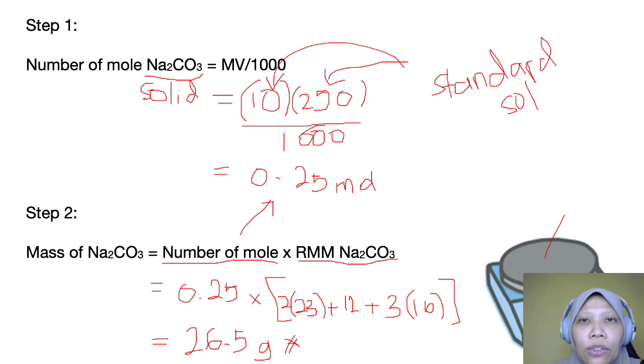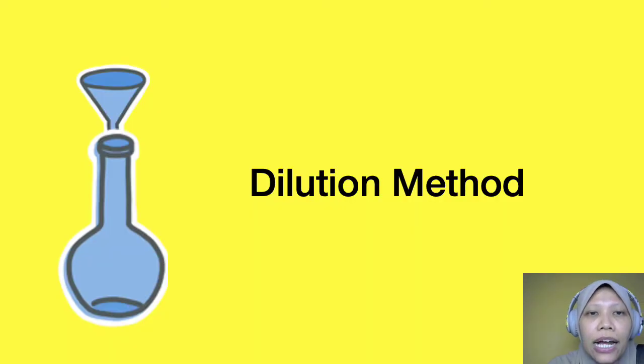Okay, so tadi ingat tak cikgu cakap standard solution ni kita guna sebagai stok. Stok maksudnya kita simpan, mungkin besok ke ataupun selepas itu kita nak gunakan, ambil stock solution itu, our standard solution, kita nak prepare pula solution yang baru, tetapi dengan concentration yang lebih rendah. Kita cairkan. So bila kita nak cairkan, kita akan gunakan kaedah dilution method. So inilah yang kita akan buat seterusnya.